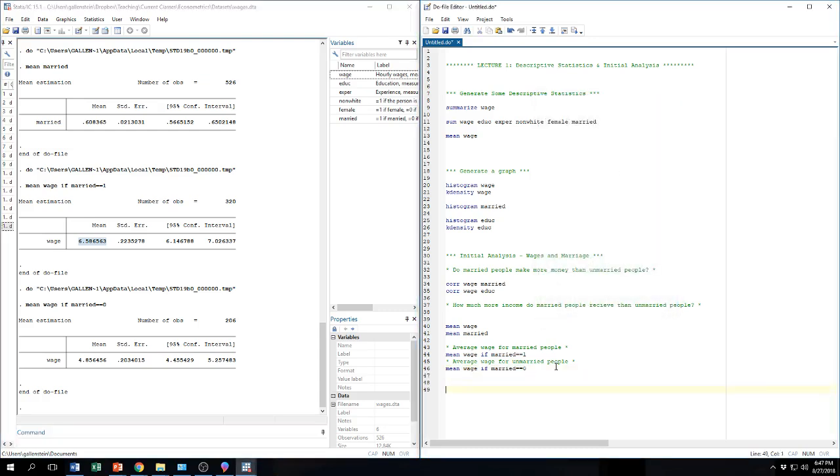Now at that step, I might ask, do you think that marriage causes people to make more money? We can look at this and say, okay, married people make more money than unmarried people. But does marriage cause them to make more money? Or maybe there's another reason why married people make more money than unmarried people. Just think about that. Okay, so with that, we will conclude lecture 1.